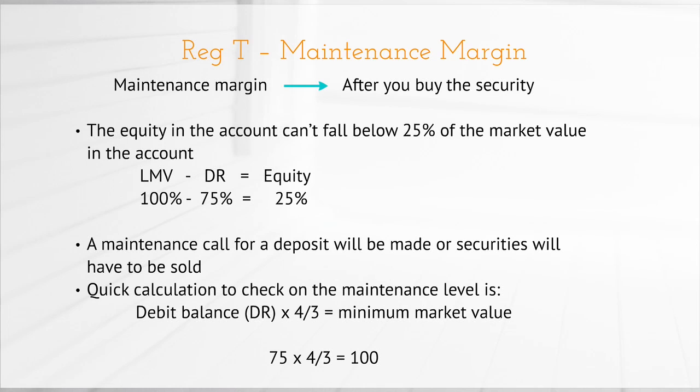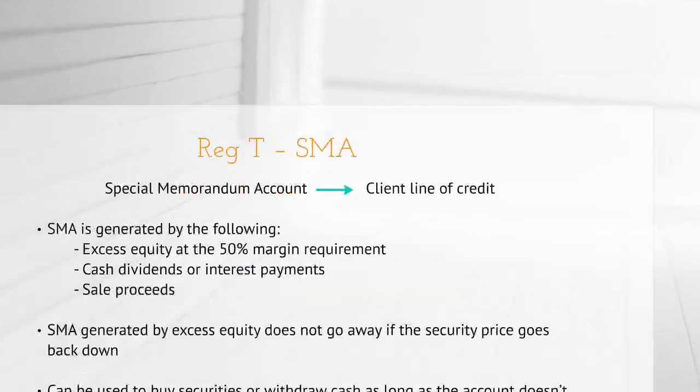Now our maintenance margin is what happens after we buy the security on margin. It's the amount that we have to keep above in order to stay out of trouble in the account. The equity in the account can't fall below the 25% based on this formula here, what we just saw for the long margin calculation. And there's a quick way to calculate that. We get our debt balance, the amount that we owe to the broker-dealer, times 4/3 to find out what our minimum market value is to stay out of trouble. So remember, it's the debt balance times 4/3 and you'll get your minimum market value.